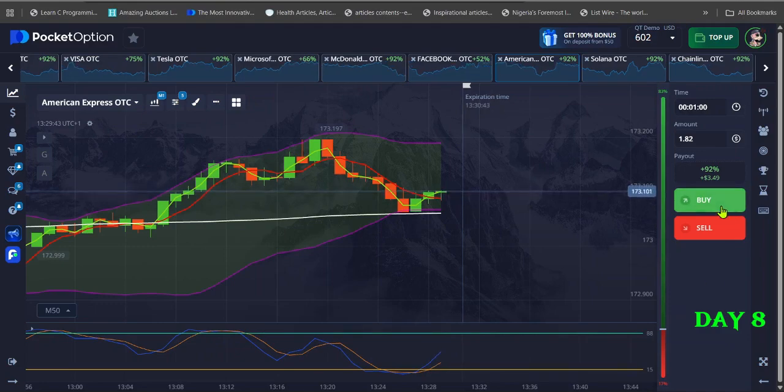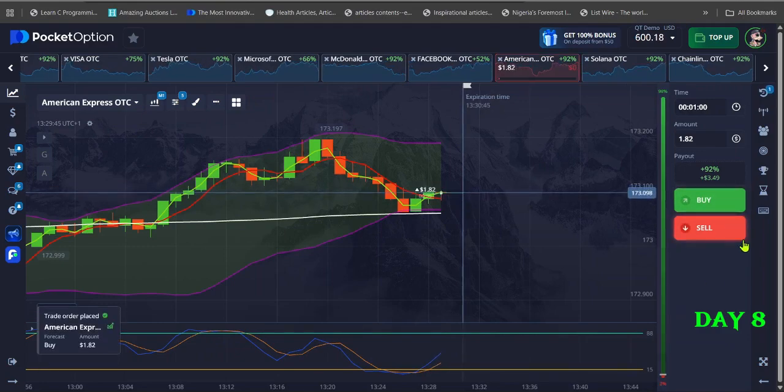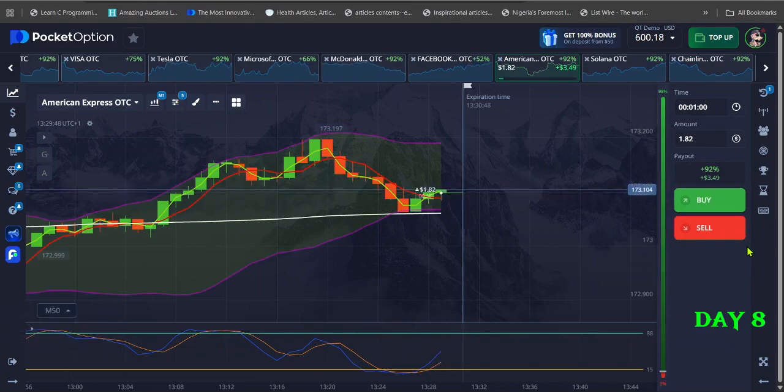So I'm going to enter another buy here, because I believe that this trade is still very much open and the trend should go up. All right. So let's see if we are going to hit a profit here or a loss.